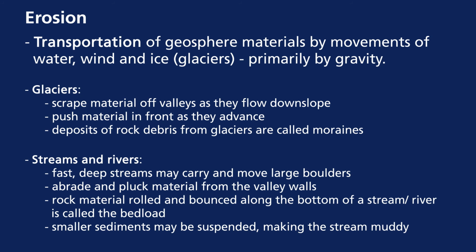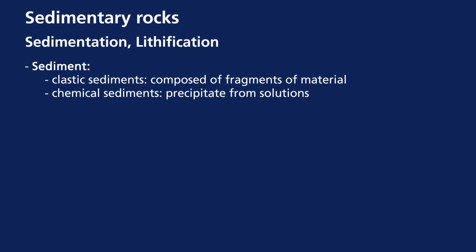But also streams and rivers are very common. A fast deep stream can carry and move very large rocks called boulders. They will abrade and pluck material from valley walls. They will be rolled and bounced along the bottom. This is the bed load. And smaller sediments will also be suspended, smaller sediments being sand or clay. So clastic sediments are composed of different fragments of materials, and chemical sediments are precipitation from solution.